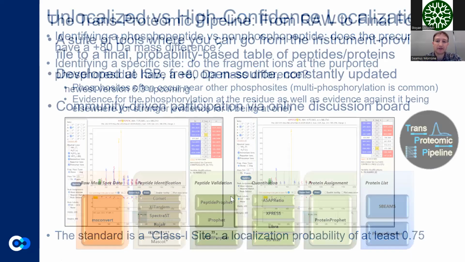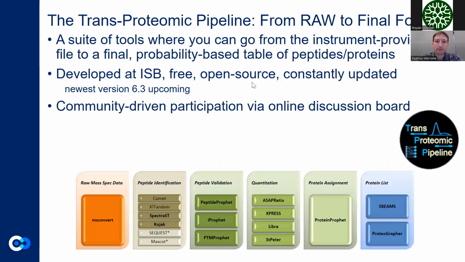On the analysis side, we use the Trans-Proteomic Pipeline, which is a suite of tools that allows us to go from the file provided by the instrument, such as a raw file from Thermo, to a final probability-based table of peptides or proteins. And the suite's been developed at ISB with software that's free and open source, developed both at ISB as well as other labs that we've collaborated with. And it's being constantly updated. The new version 6.3 is coming out shortly.